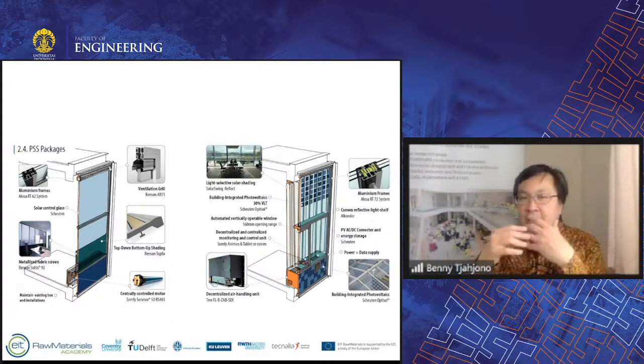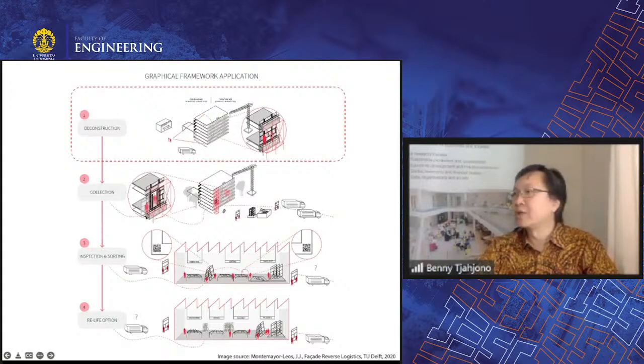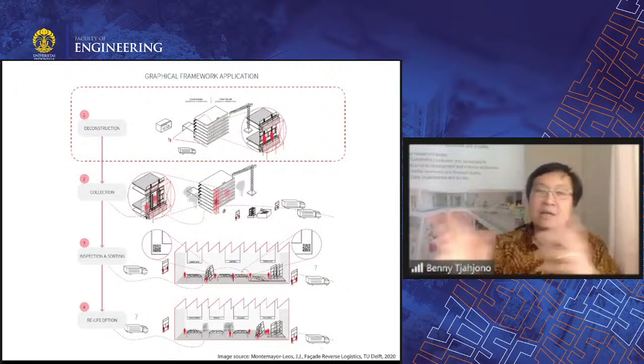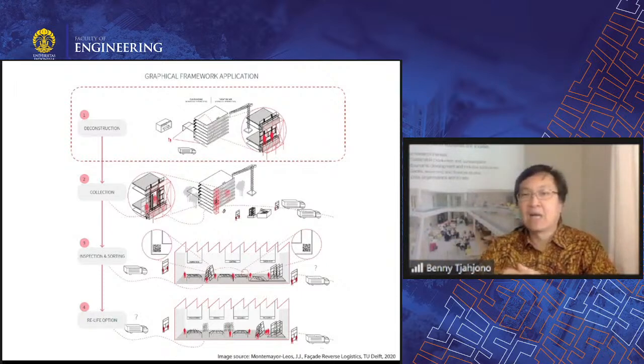So they can be used for multiple purposes. So the idea is that if we can find a way to install these windows quickly, deconstruct them quickly, collect them quickly, inspect them, and then give these windows a second life or real-life option by installing them in different buildings, then we can be fashionable, we can swap our windows frequently, and we can be sustainable at the same time.